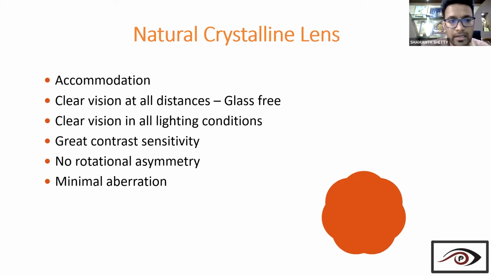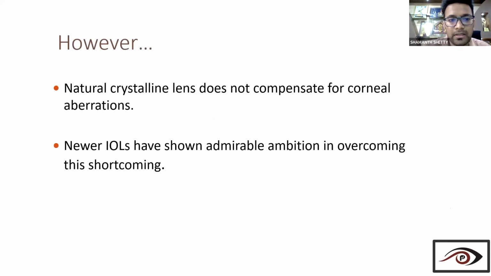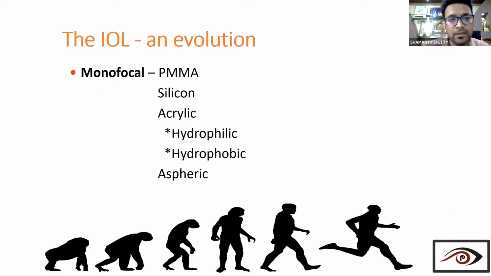The natural crystalline lens gives us accommodation, clear vision at all distances, even great contrast, with no rotational asymmetry or minimal aberration. The natural crystalline lens cannot compensate for corneal aberrations, but the newer IOLs have shown admirable ambition in overcoming this shortcoming. Monofocal IOLs have evolved from being made only of PMMA or silicone to acrylic hydrophobic or hydrophilic ones, to the now present aspheric ones.